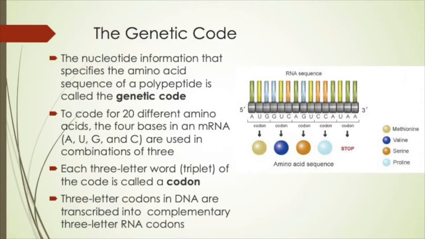We have the genetic code, right? All of our systems have genetic code. Nucleotide information that specifies an amino acid of a polypeptide is called the genetic code. All of our systems have codons, right? A three letter triplet of a code is called a codon. And that's how things are read, in codons. You have 3 by 3s. Codon, codon, codon. Keep that in mind for later. It's all by 3, so you have 3, 3, and 3.